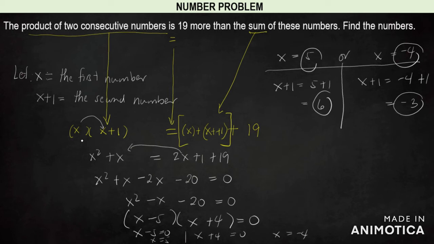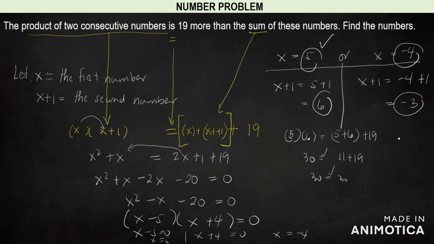So we have here, let us check here. We have 5 times 6 is equal to the sum of 5 and 6 plus 19. Okay, so 5 times 6 is equal to 30. We have 11 plus 19. 30 is equal to 30. Meaning to say, this is indeed correct.